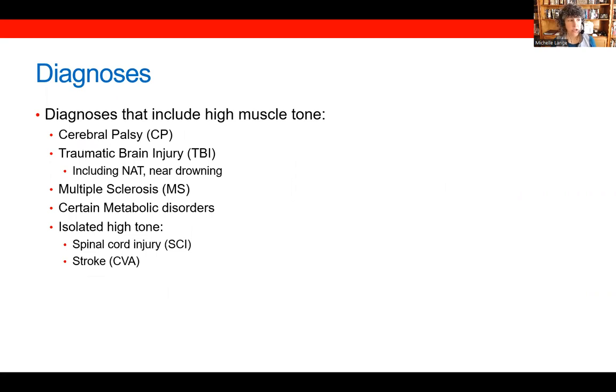Let's talk some about these diagnoses. Diagnoses that include high muscle tone include cerebral palsy, traumatic brain injury, multiple sclerosis, certain metabolic disorders. And we can see isolated high tone in people with spinal cord injury and stroke.